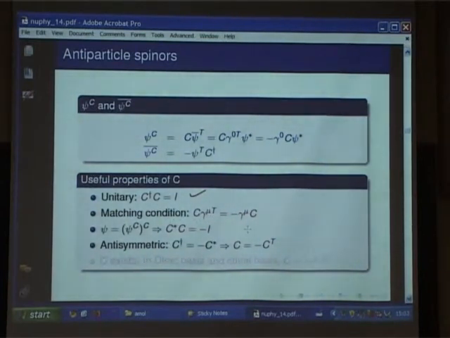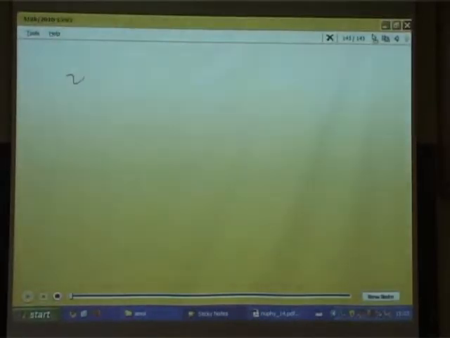C times gamma mu transpose is minus gamma mu times C. This we saw. It should satisfy this condition. The third condition comes from the fact that if I take psi conjugate and I take its conjugate, I should get back psi. So I want to take psi conjugate and its conjugate, and I want to say that this thing is psi. Let's see what I mean.